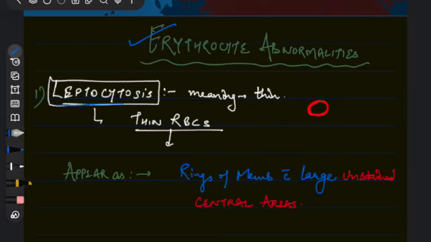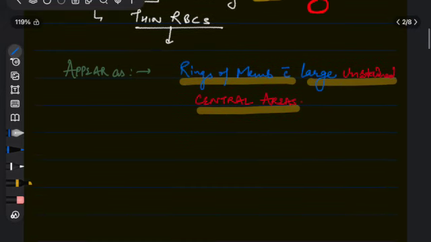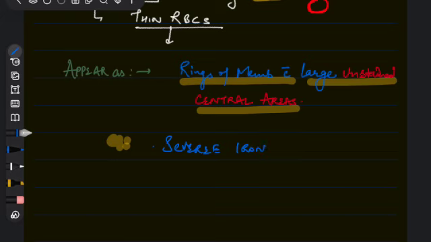So what are leptocytes? Leptocytes means thin cells. These are thin RBCs which appear as rings of membrane with large unstained central areas. These can be found in, for example, severe iron deficiency, thalassemia, and liver disease.